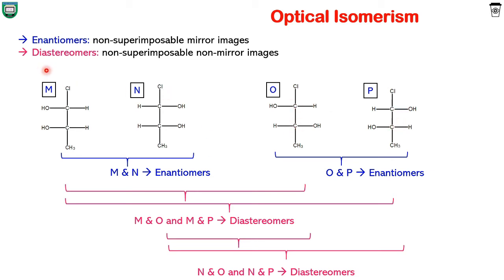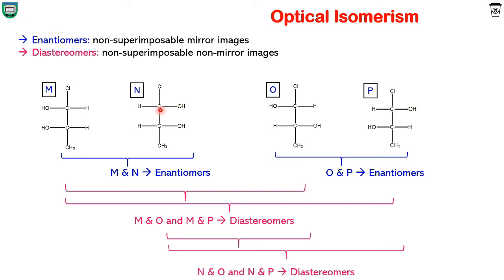So next, diastereomers. By definition, diastereomers are non-superimposable and also non-mirror images. So M and O, M and P, and in the same way N and O, N and P are diastereomers. While moving from one diastereomer to another diastereomer, only one chiral center is inverted. If you look at N and O, the top one is inverted.